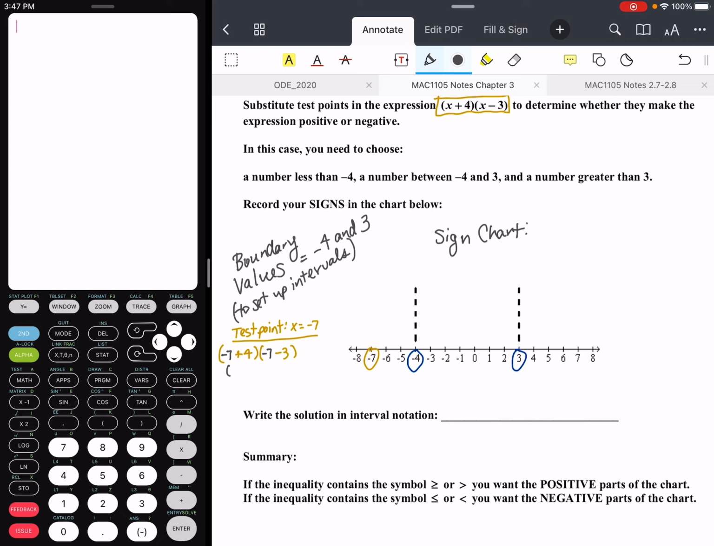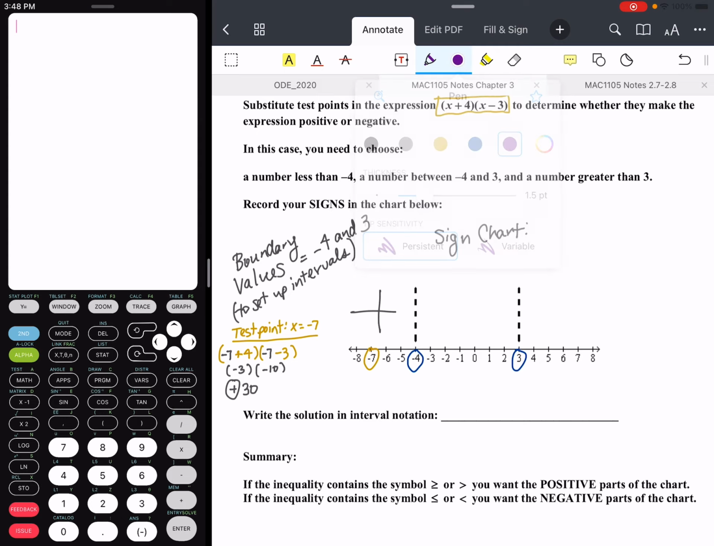So negative 7 plus 4 gives me negative 3. Negative 7 minus 3 gives me negative 10. Negative 3 times negative 10 multiplies to 30, but all I care about is that it's a positive 30. So I'm going to label that interval with a positive sign. What this tells me is if I picked any value in that interval, I should come up with a positive result. It won't be positive 30, but it should be positive.